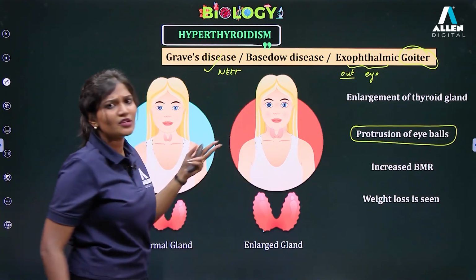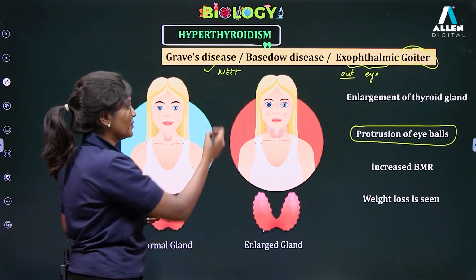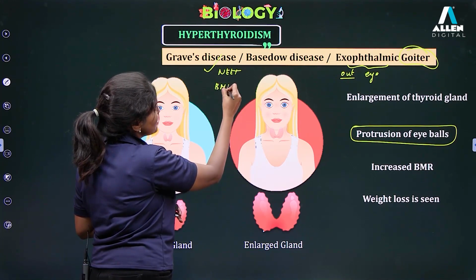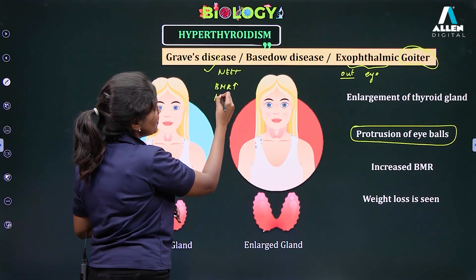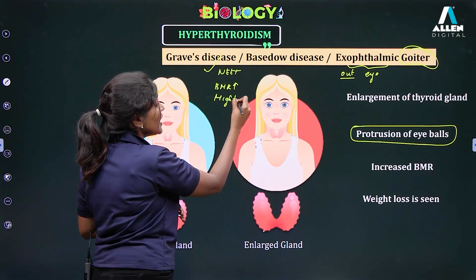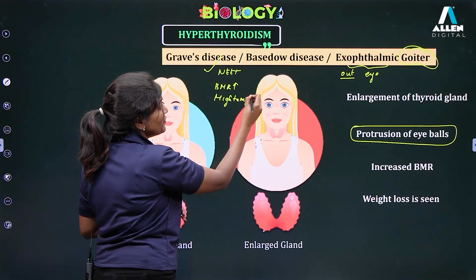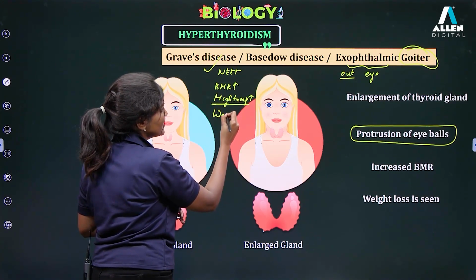And in such patients, what will happen? T3 and T4 levels are maximum. So BMR is maximum. If BMR is maximum, there is high temperature. Whenever a high temperature is there, then what will happen? People will lose weight.